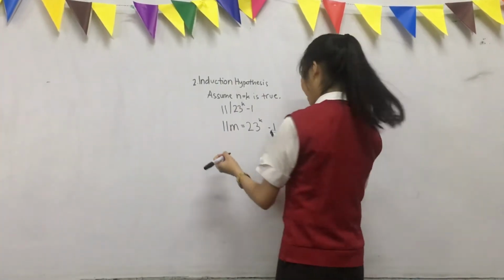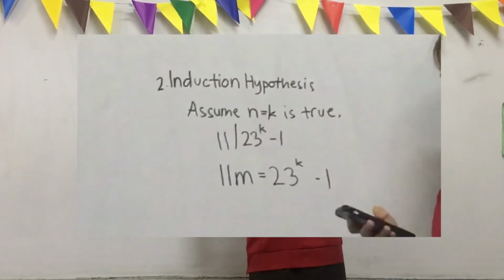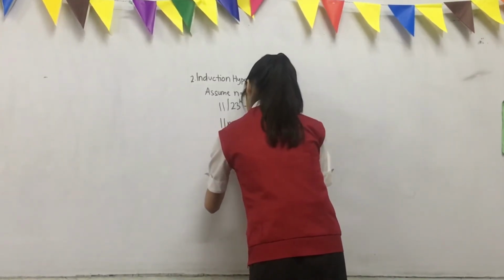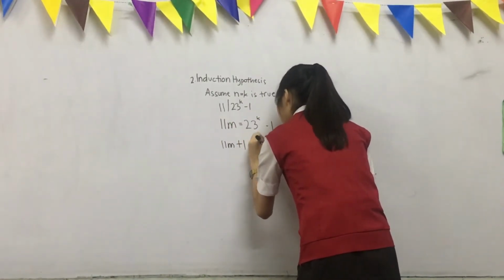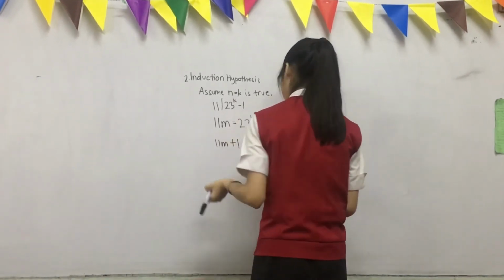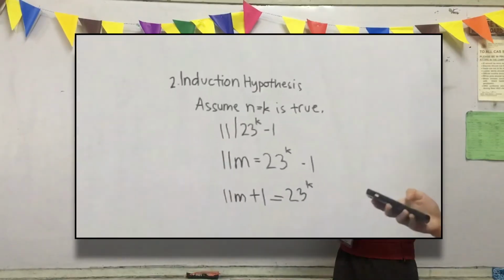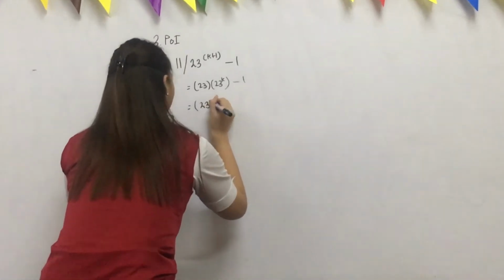So going back to the induction hypothesis, we have 11m equals 23 raised to k minus 1. You'll have to transpose the negative 1 beside the 11m, which will become an equation of 23 raised to k equals 11m plus 1. Now you have the value of 23 raised to k. You'll have to substitute it into the equation of the POI.